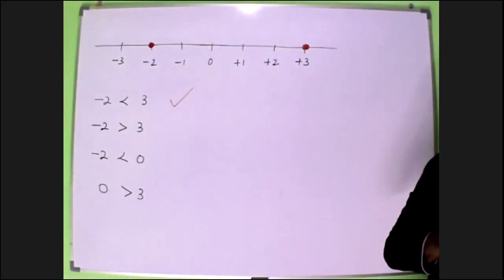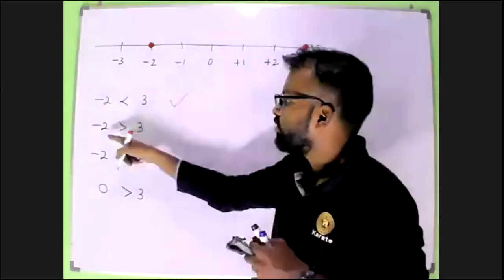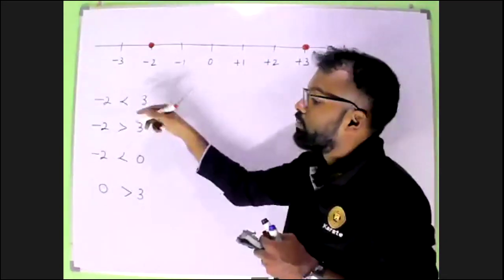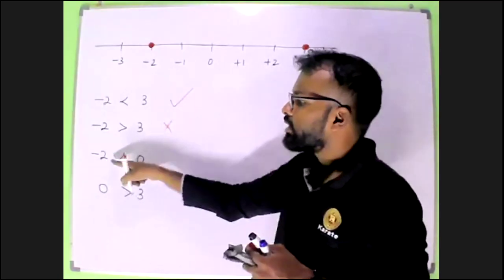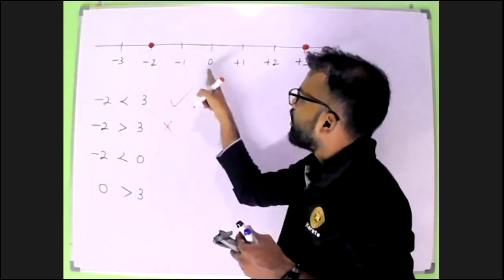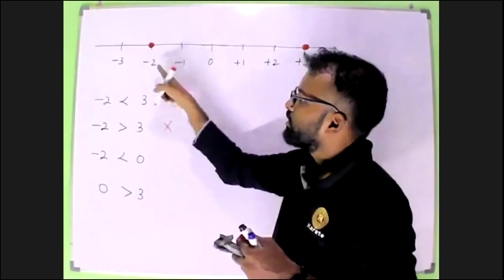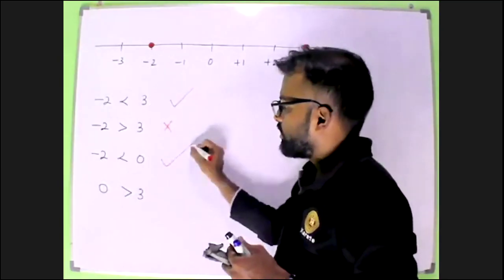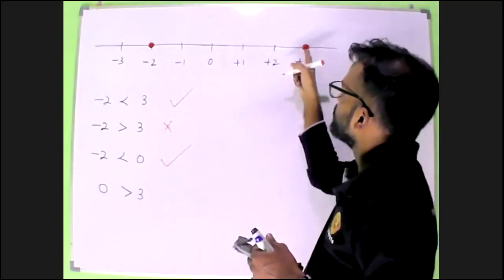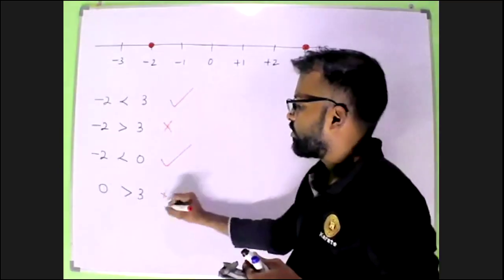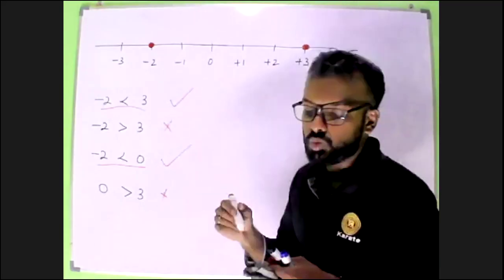And which are correct from the following? Only the correct ones are being asked, right? So this one is wrong. Minus 2 cannot be bigger than 3. This is the biggest number here. Minus 2 less than 0: 0 is bigger, right? 0, 1, minus 1, minus 2. 0 is bigger than minus 2. This one is correct. 0 is bigger than 3? This one is wrong, because 3 is the biggest one. So only these two are correct answers.